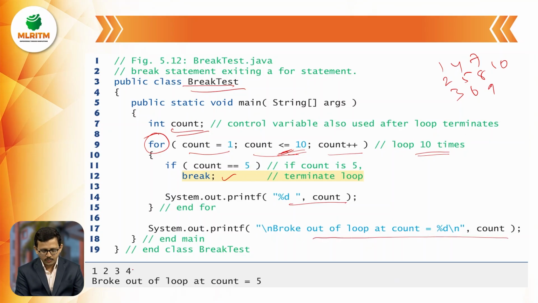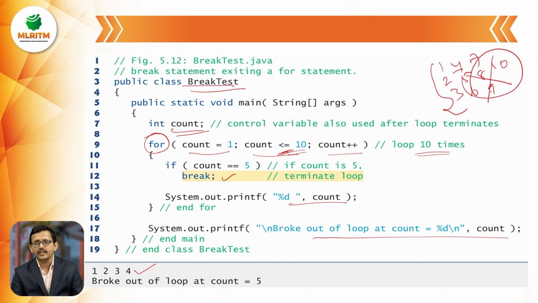Let us see what the output is. We are getting 1, 2, 3, 4, as usual, printing these outputs up to 4. Then when we encounter 5, all these things vanish: broke out of the loop at count of 5. We are not even printing 5. Whenever the count value reaches 5, we are breaking here. That means we are not going to do count plus plus.